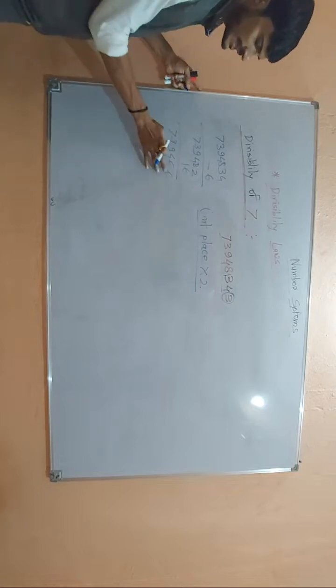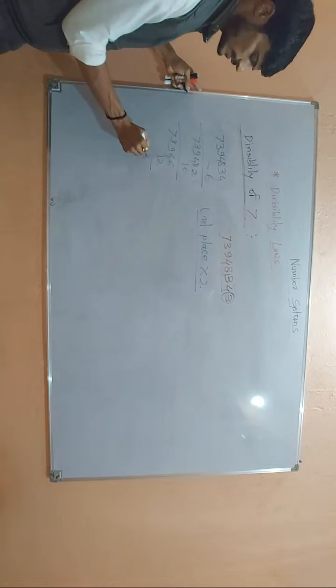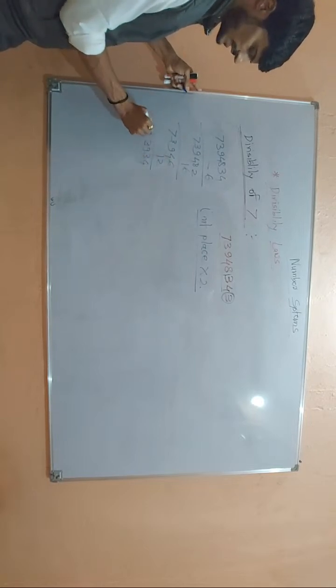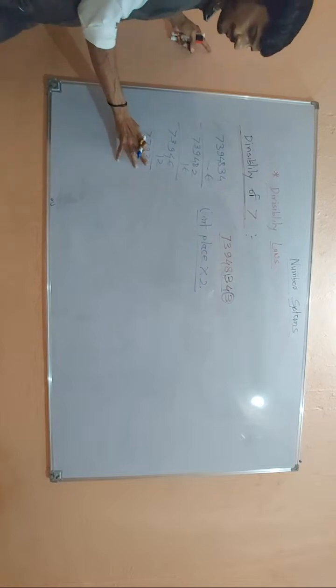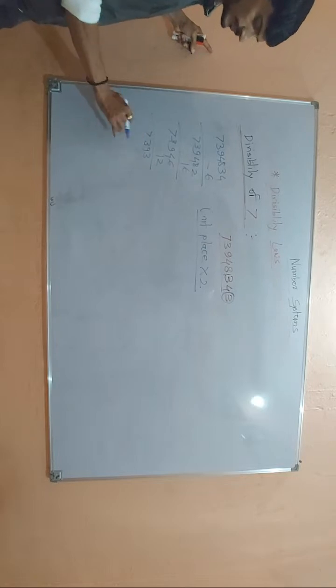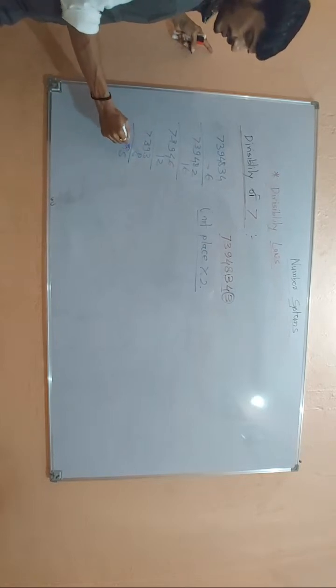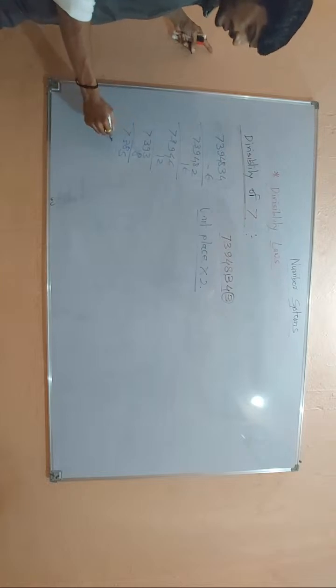This 8 times 2 is 16, the result will be 739482 minus 16, that is 739466. Again this 6, here will be 73934 minus 12. Again this 4, what will happen? 4 times 2 is 8, here will be 5, 8, 3, 7.